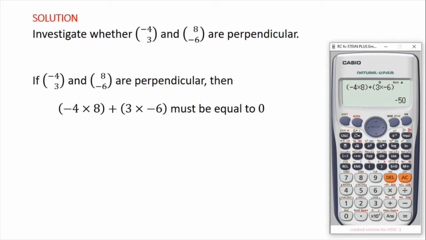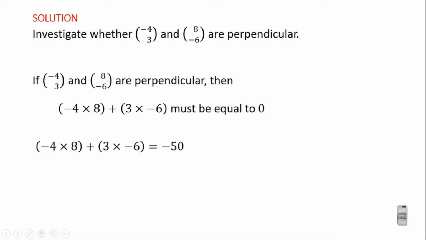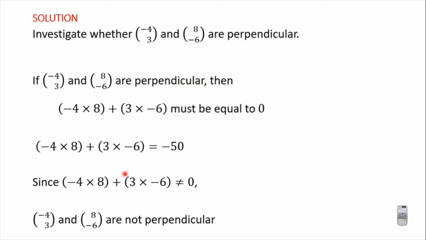And what do we get? We are getting minus 50. When you find minus 4 times 8 plus 3 times minus 6, we are getting minus 50. But we said that if these two vectors are perpendicular, when we find it, we should get 0. So since minus 4 times 8 plus 3 times minus 6 is not equal to 0, the two vectors are not perpendicular. Because if they are perpendicular, then minus 4 times 8 plus 3 times minus 6 must be equal to 0.